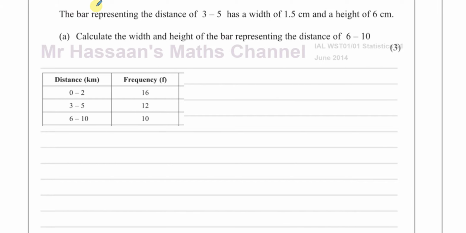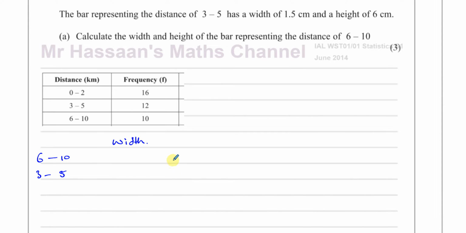Okay, so now what we need to do here is think about what is going to affect the width and what is going to affect the height of the bar. If we think about the width of the bar first, as we're finding the height of the 6 to 10 bar, I'll write the 6 to 10 bar first, and then the 3 to 5 bar. Now, what's going to affect the width of the bar in a histogram? It's physically 1.5 centimeters width. What affects it is the interval, how wide the interval is for the group. That's what affects the width of the bar.